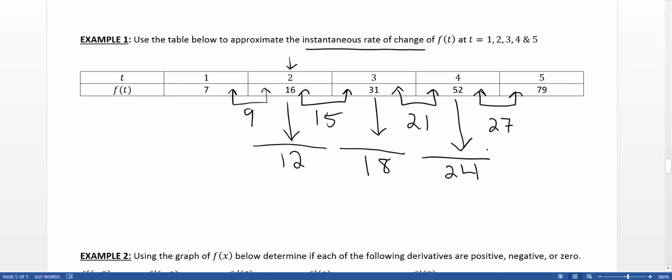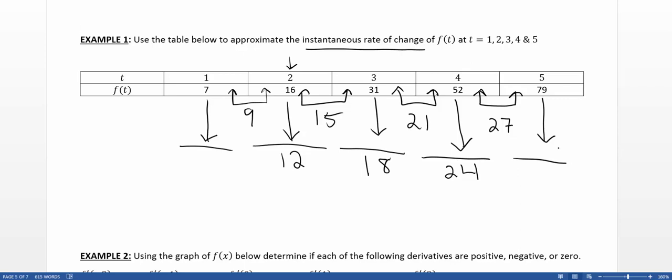Now notice that so far I've deliberately avoided the endpoints because we have to talk about how we work with those, since we don't have the option to look at the left and the right. So consider the instantaneous rate of change at 1. Since we don't know what's happening to the left of 1, the most accurate data that we have is what's happening to the right of 1.